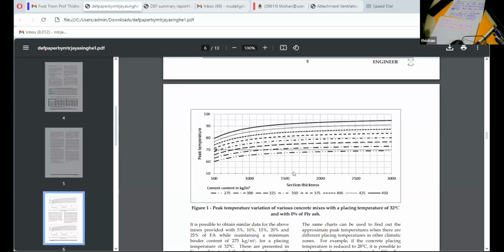But let's say you don't have this knowledge. Just allow the concrete to go on. What will happen? There's a risk of getting DEF. Is that clear, Vashita? Yes, sir, clear.